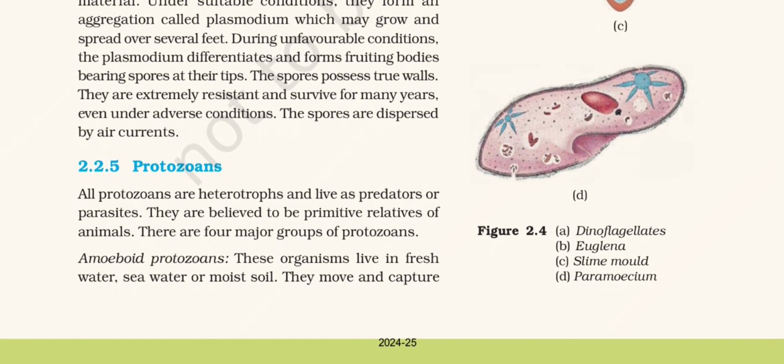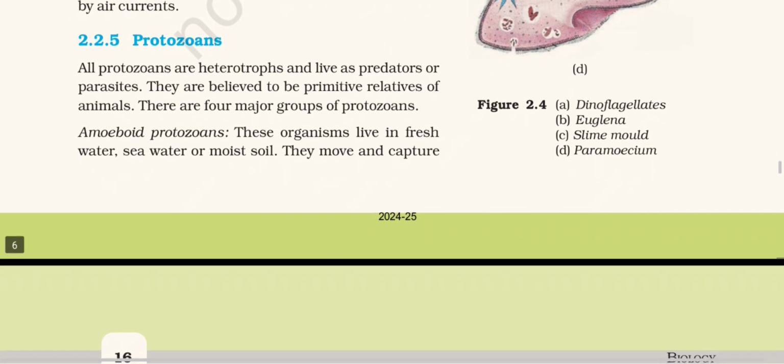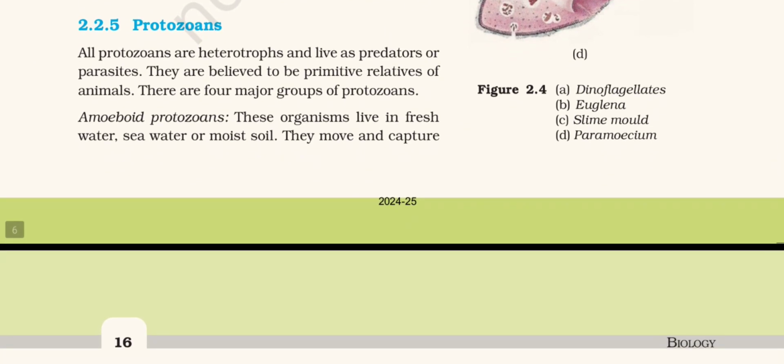Paramecium. 2.2.5 Protozoans. All protozoans are heterotrophs and live as predators or parasites. They are believed to be primitive relatives of animals. There are four major groups of protozoans. Amoeboid protozoans: these organisms live in fresh water, sea water, or moist soil. They move and capture their prey by putting out pseudopodia, false feet, as in Amoeba. Marine forms have silica shells on their surface.